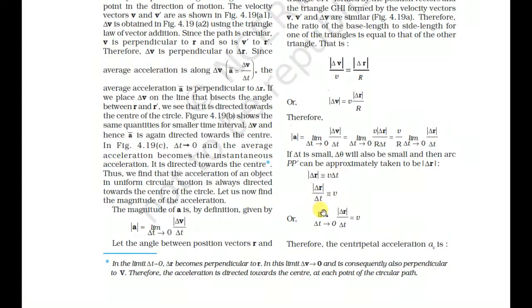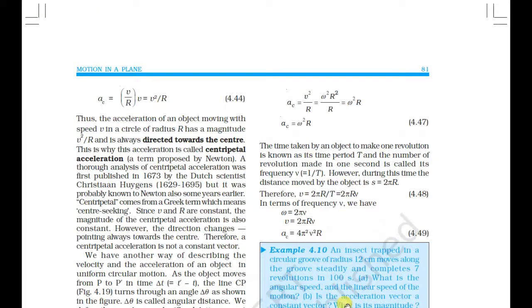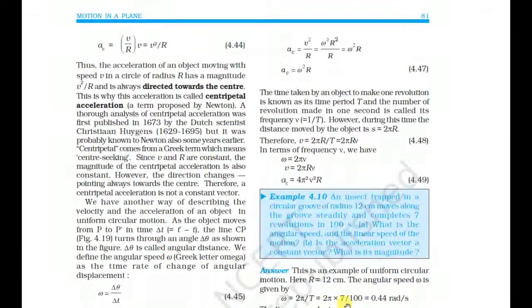So here, as delta t tends to 0, delta r by delta t equals v. Therefore the centripetal acceleration a_c is given by v times v by R. We have already v by R, and also delta r by delta t equals v. So we will get v square by R.